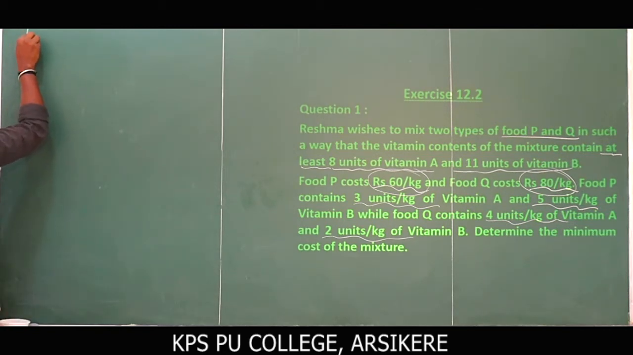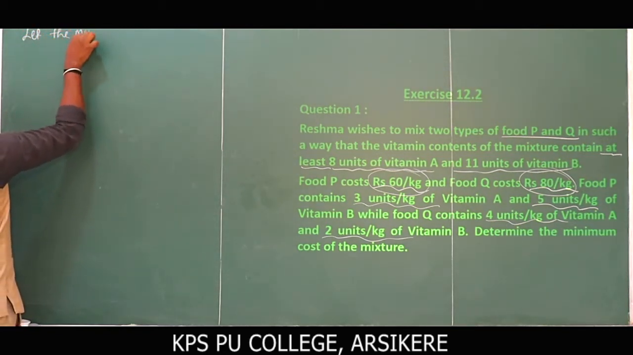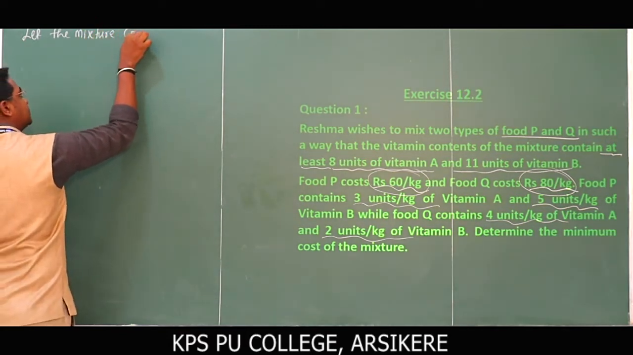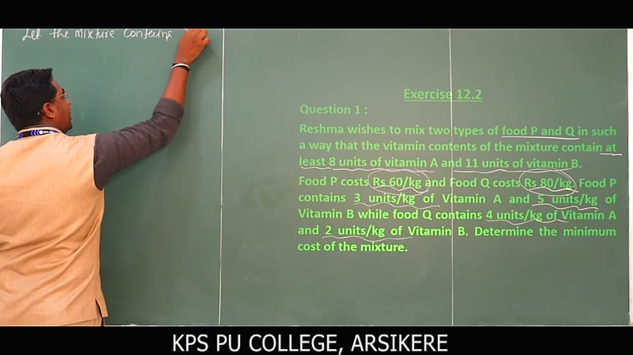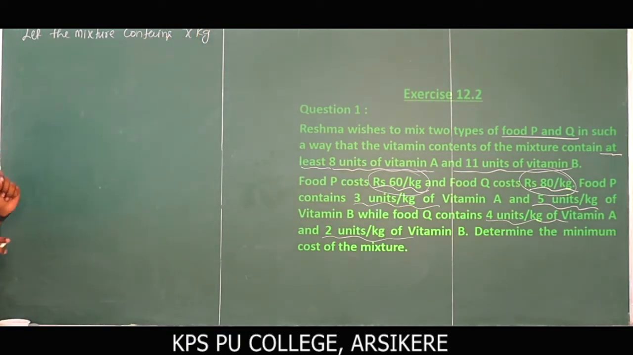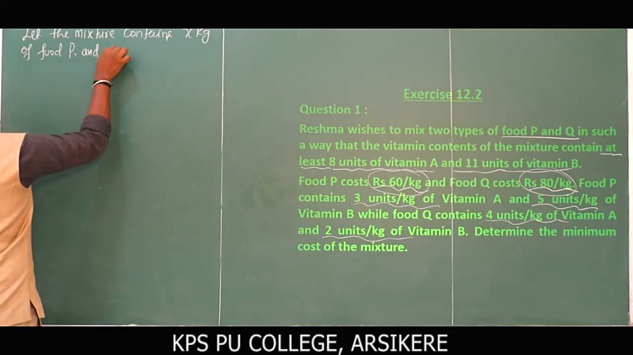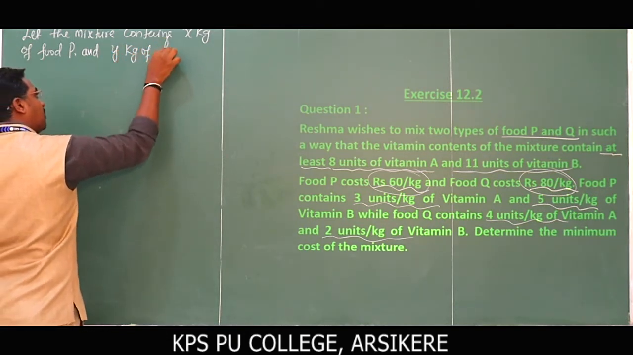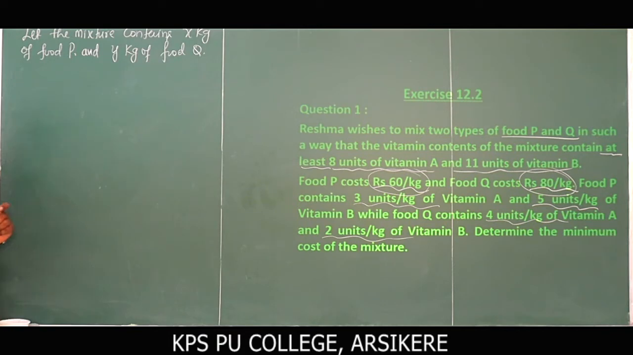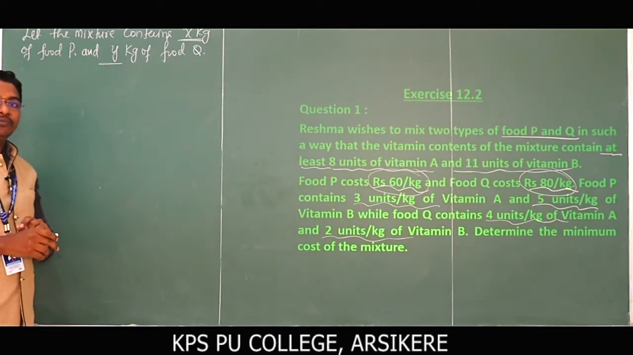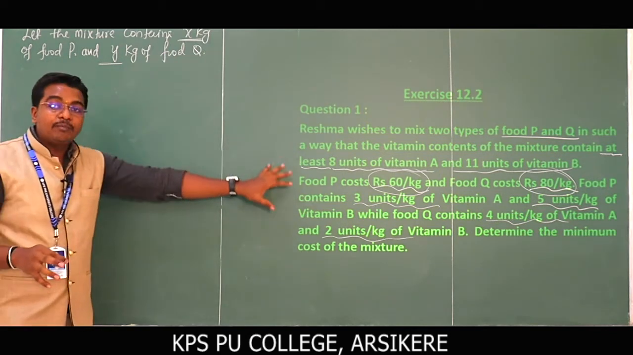Okay, let the mixture contain x kg of food P and y kg of food Q. So what are x and y here? x and y are the decision variables and they are non-negative. Clear? Okay, next. Now you convert the entire problem to mathematical form.